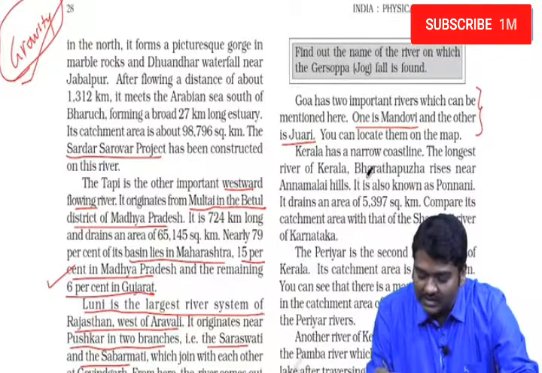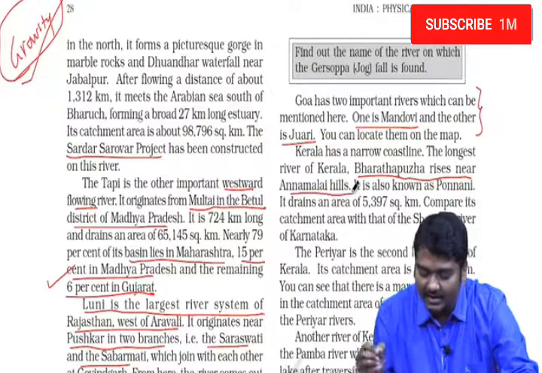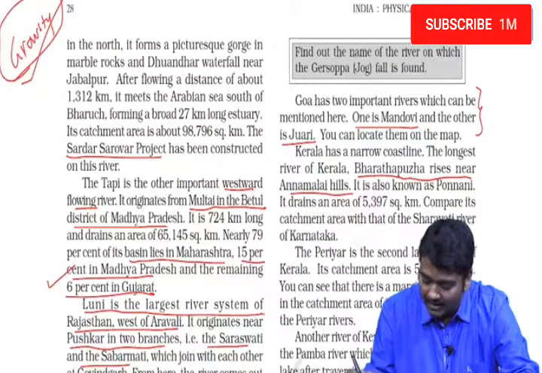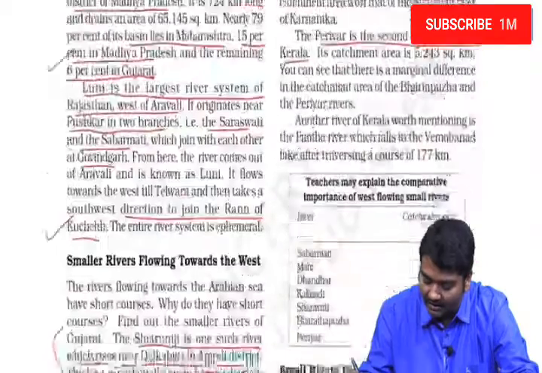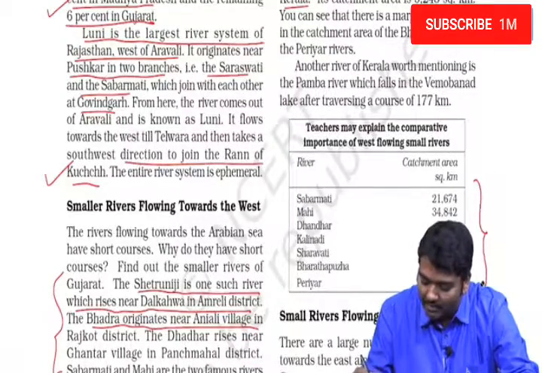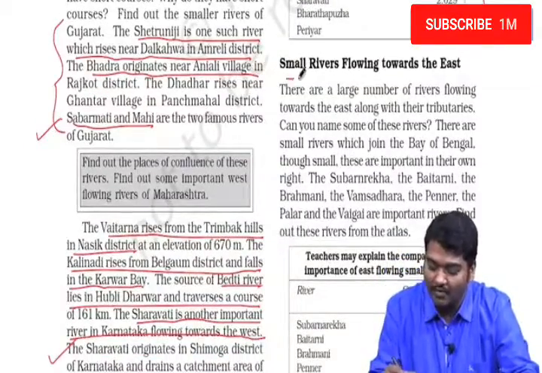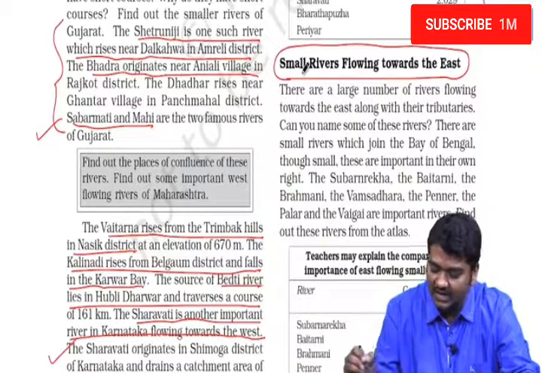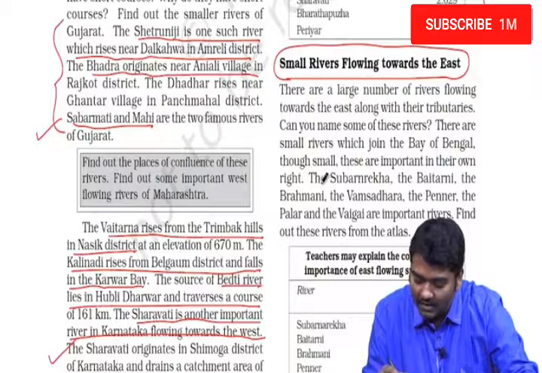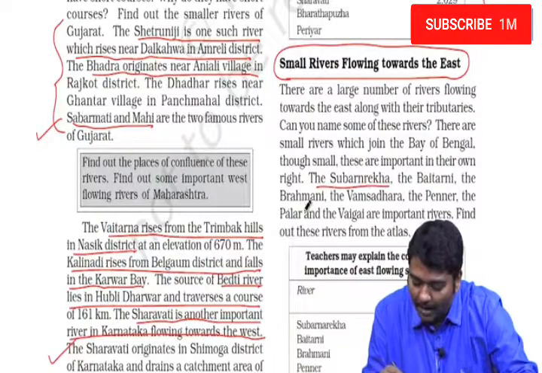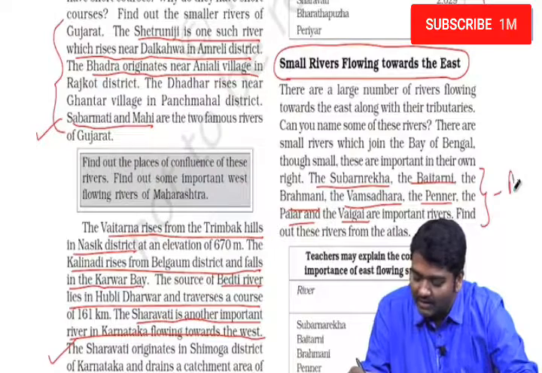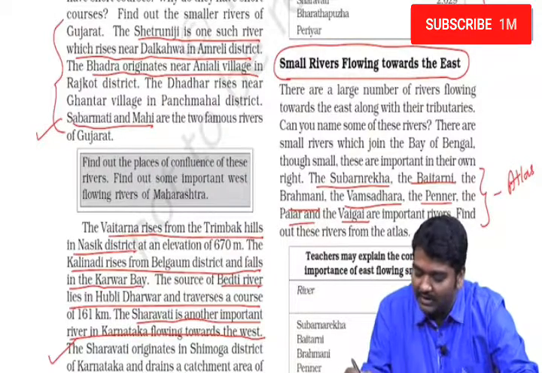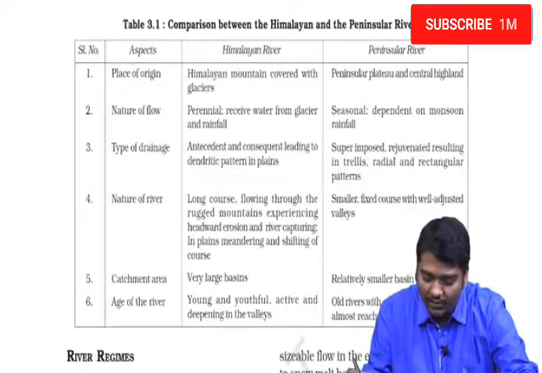Kerala has some of the longest like Bharatapuzha, which rises near the Anamalai Hills, right? And then you have Periyar, the second largest river system of Kerala. Please try to remember these. Some of the small rivers flowing towards the east, if you have to see, are Subarnarekha, Brahmani, Baitarani, Vamsadhara, Pennar, Palar and Vaigai. I want you to note them in your atlas. Please try to read them in your atlas once. More than enough, no need to worry.